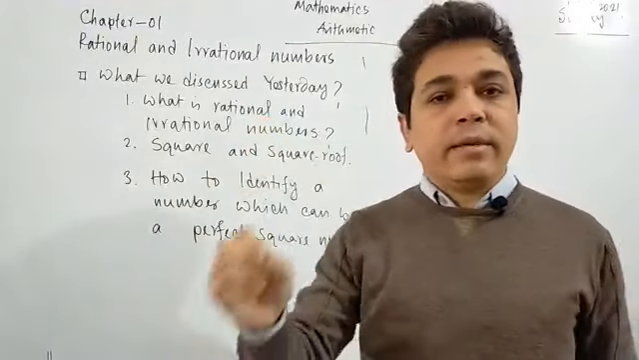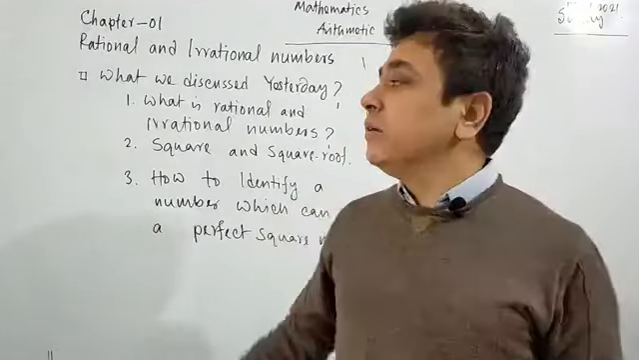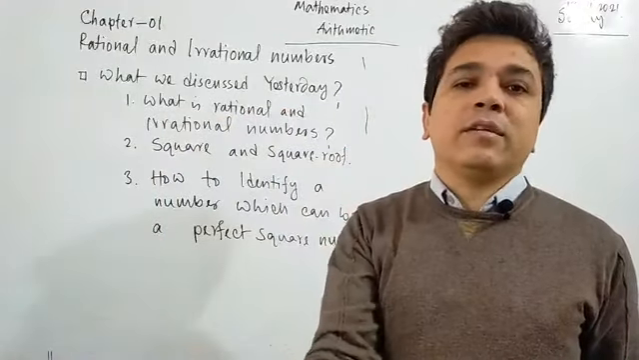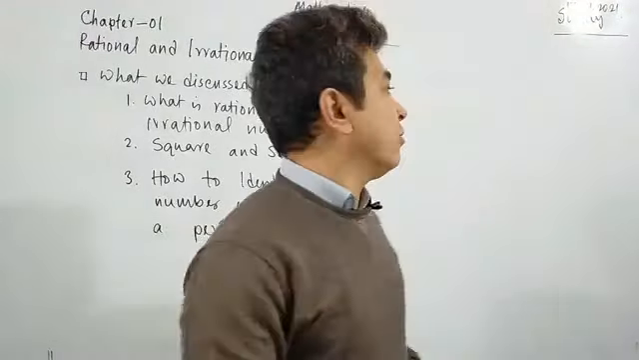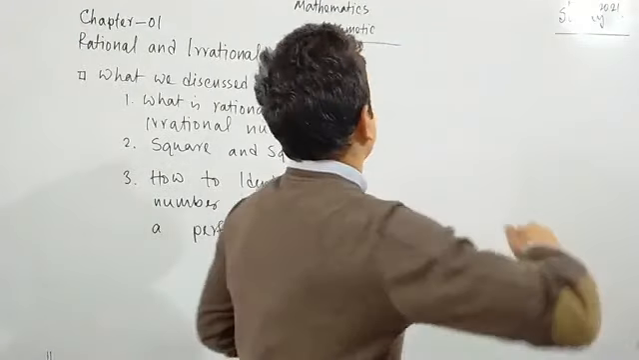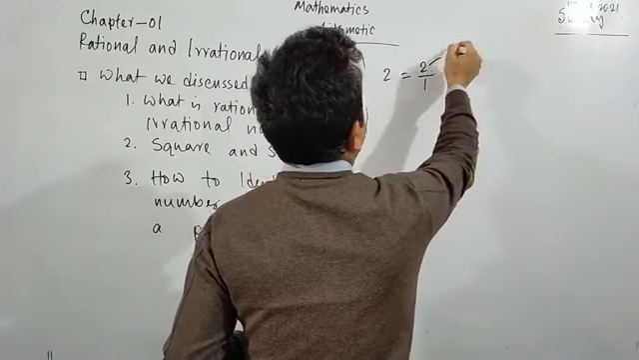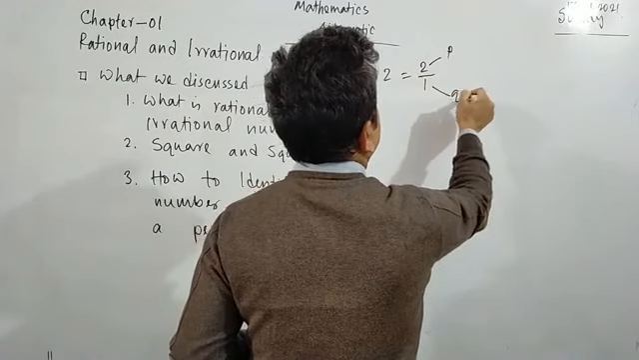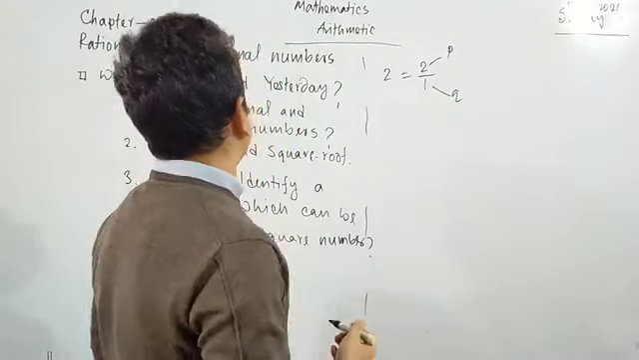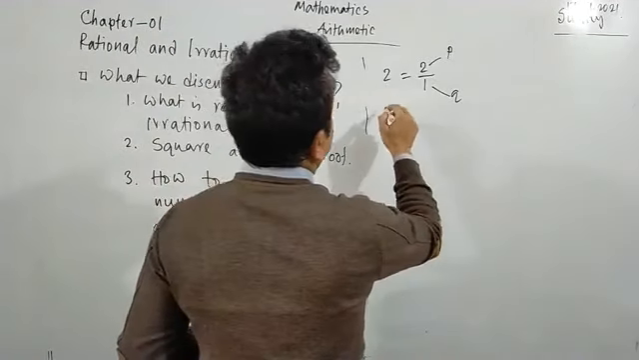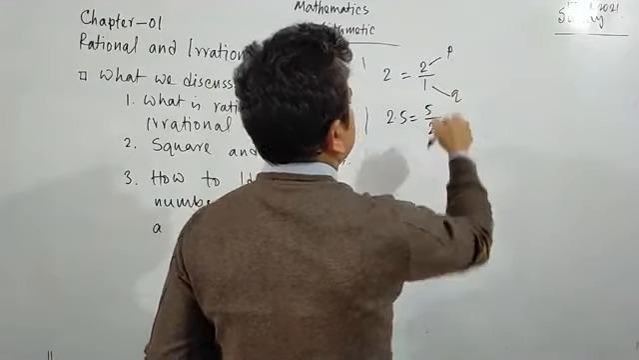What is a rational number? Any number which you can express in the form of P by Q is called a rational number. Any whole number we can express in the form of a rational number, as I showed yesterday. For example, 2 equals 2 by 1, so we can consider 2 as P and 1 as Q. It is the form of P by Q where Q is never 0. Sometimes decimal numbers also, for example 2.5 we can express as 5 by 2, so it is also P by Q form.